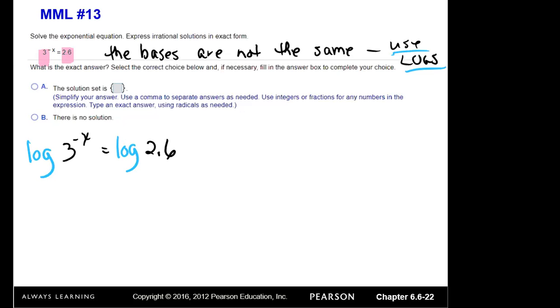But I can't leave this -x here. It's got to go out in front. So now I'm going to have, did I say negative? Whatever I said, I meant to say -x. I think I said something else, sorry. The -x goes out in front times the log of 3 equals the log of 2.6. And you're solving for x.